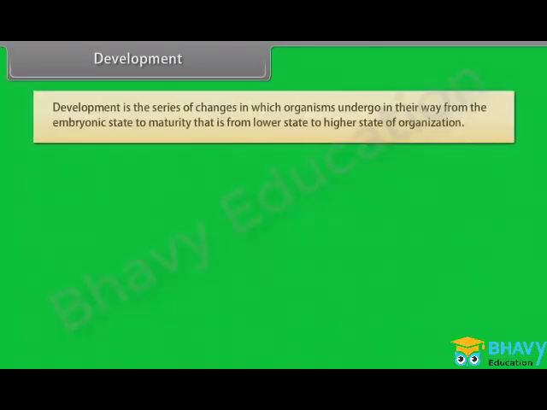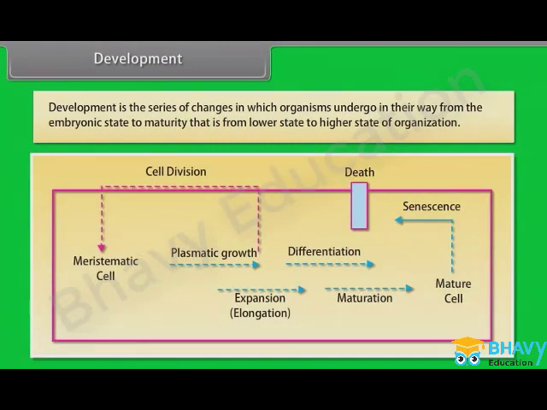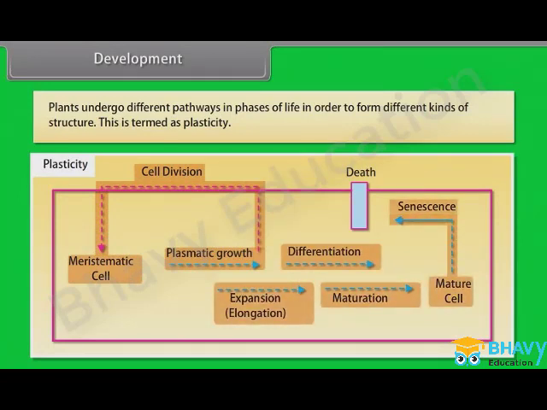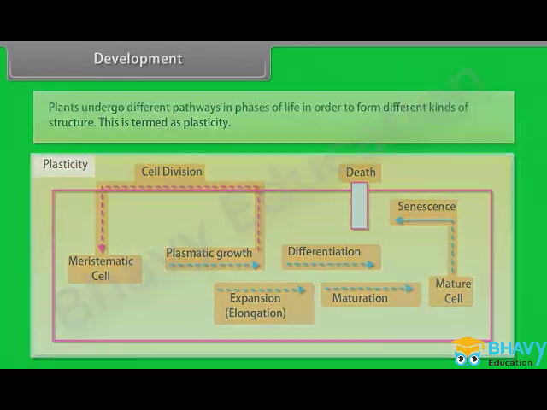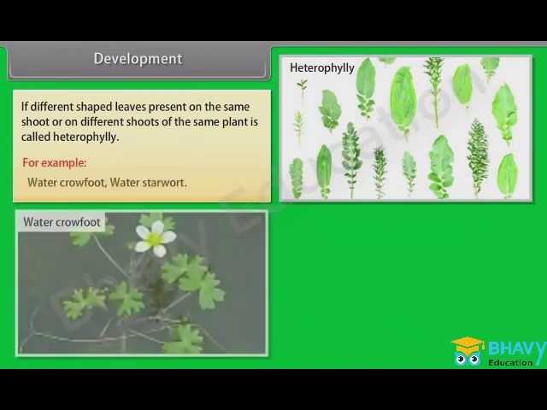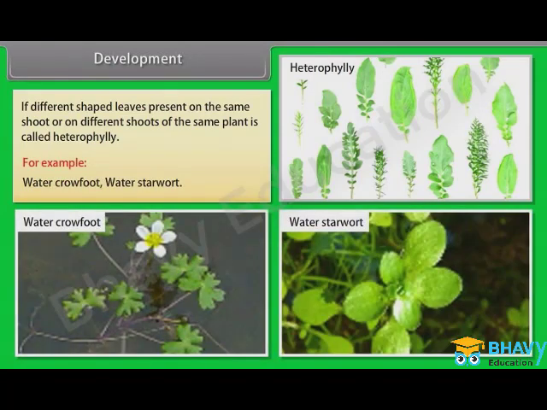Development. Development is the series of changes which organisms undergo in their way from the embryonic state to maturity, that is, from lower state to higher state of organization. Plants undergo different pathways in phases of life in order to form different kinds of structures. This is termed plasticity. If different shaped leaves are present on the same shoot or on different shoots of the same plant, it is called heterophylly. For example, water crowfoot, water starwort.